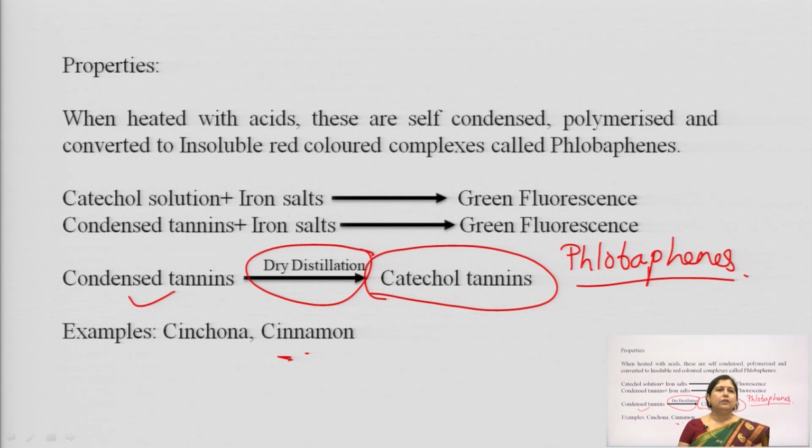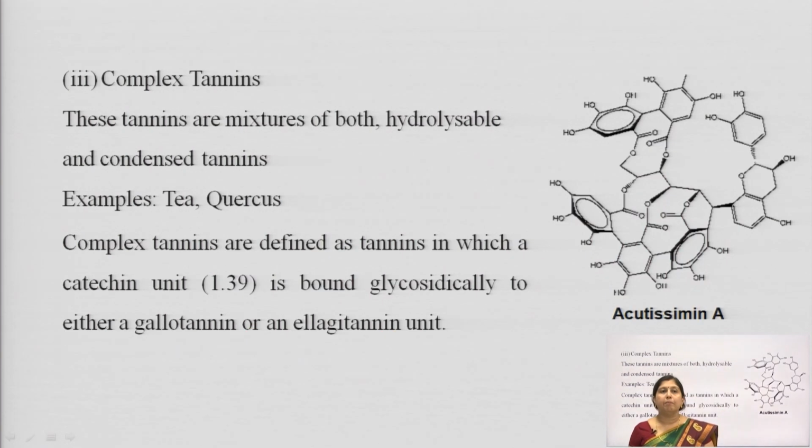fluorescence. Okay. So, when heated with acids, they self-condense, polymerize and are converted to insoluble red colored compounds, that is the phlobaphenes. With iron salts, they give the green fluorescence, and examples are cinchona and cinnamon.